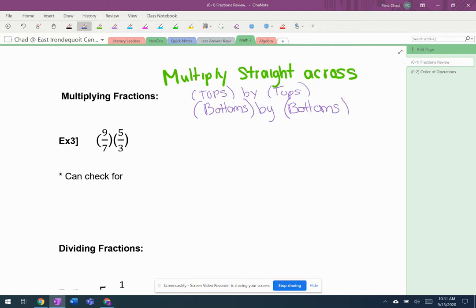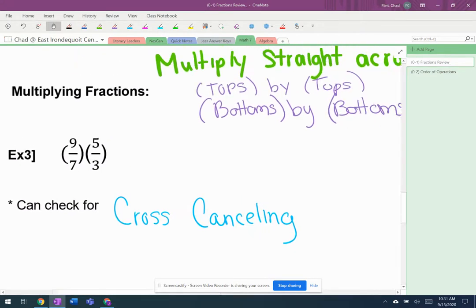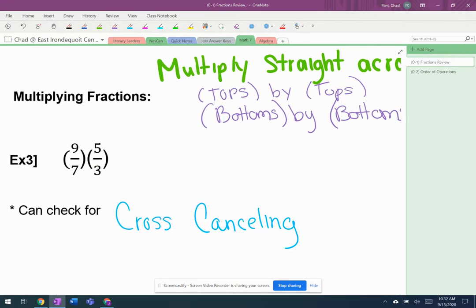When you're doing this, though, you also want to look to see if you can check for what's called cross-canceling. And I'll show you that in a second. So first, if I were just to look at this problem, this example 3, and multiply straight across like it tells me, I'm multiplying 9 times 5 to get 45, and 7 times 3 to get 21.